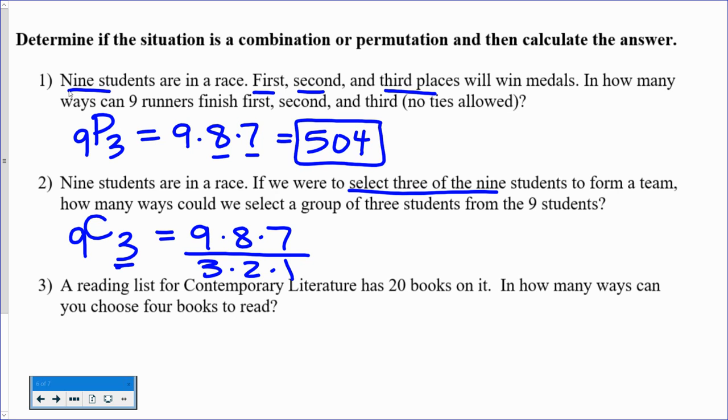Okay, the same exact numbers for when you're using a permutation or combination. Combination will always be smaller because you must divide by that r factorial. Okay, so I'm taking 504, dividing it then by 6 to get 84 options.